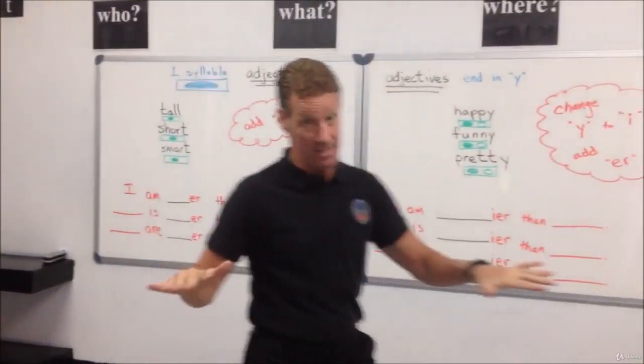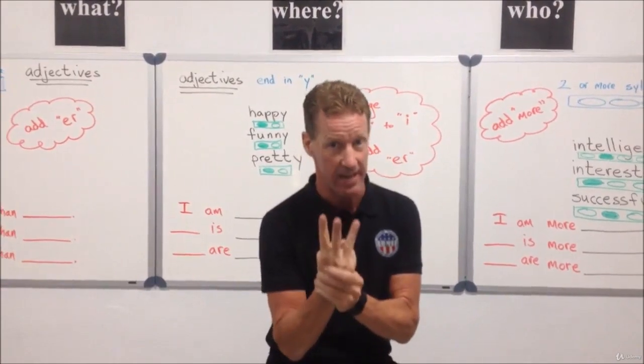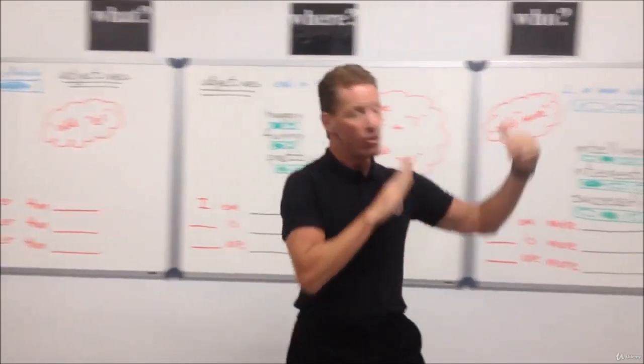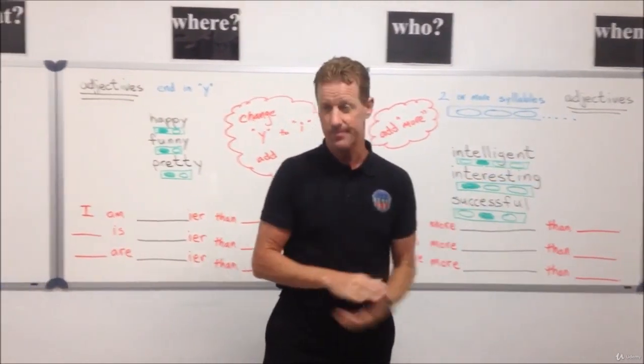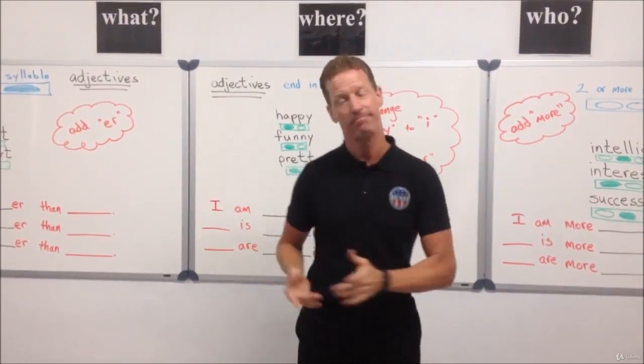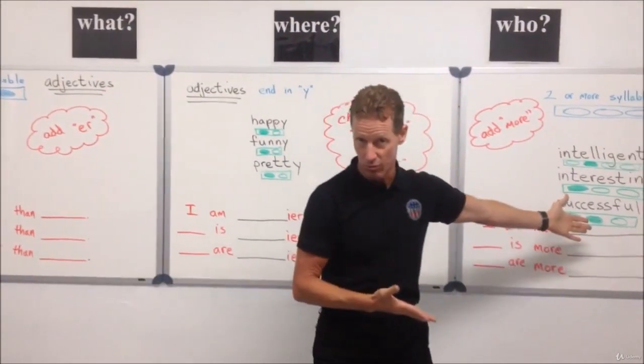So any adjective you have in English will fall into one of the 3 categories. One syllable, ends with Y, or 2 or more syllables. There are some exceptions, but usually this is the rule, this is the rule, and this is the rule.